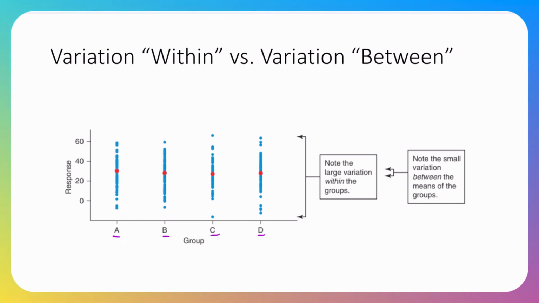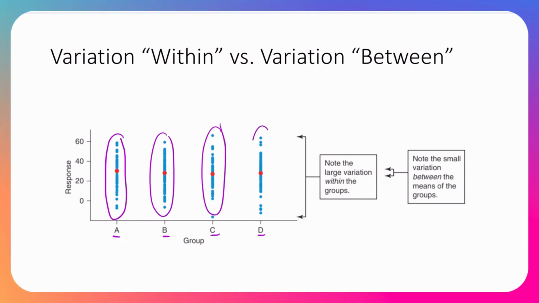Well, notice that there's large variation within each group. Within each group, there's a lot of variation. See that? And about the same amount of variation within each group. So within each group, there's a large amount of variation. But between the groups, like if at the beginning I asked you, how different do you think the groups are? You probably said, not that different at all. Between the groups, there's very little variation. So here's a picture of large variation within the groups, but very small variation between the groups.